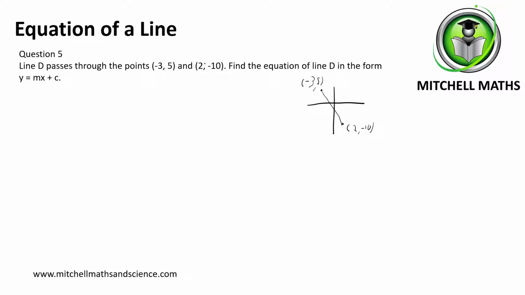When you're using coordinates, you always take one coordinate off the other. It doesn't matter which way around you do it, as long as you do it the same way around when you calculate the change in y over the change in x. Otherwise, you will get a mix-up in the sign. As we said earlier, the gradient is the change in y over the change in x.